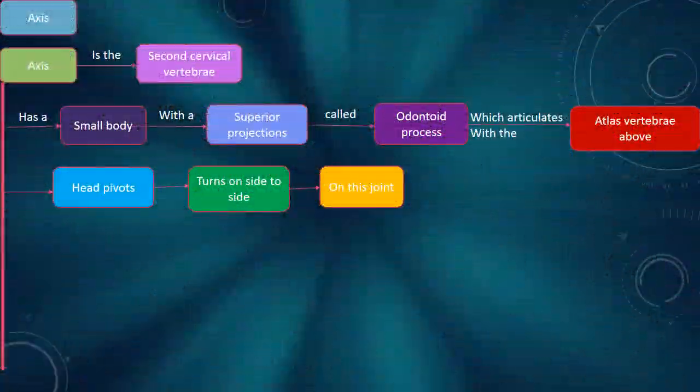Axis. Axis is the second cervical vertebra. It has a small body with a superior projection called the odontoid process, which articulates with the atlas vertebra above. The head pivots, turning side to side, on this joint.